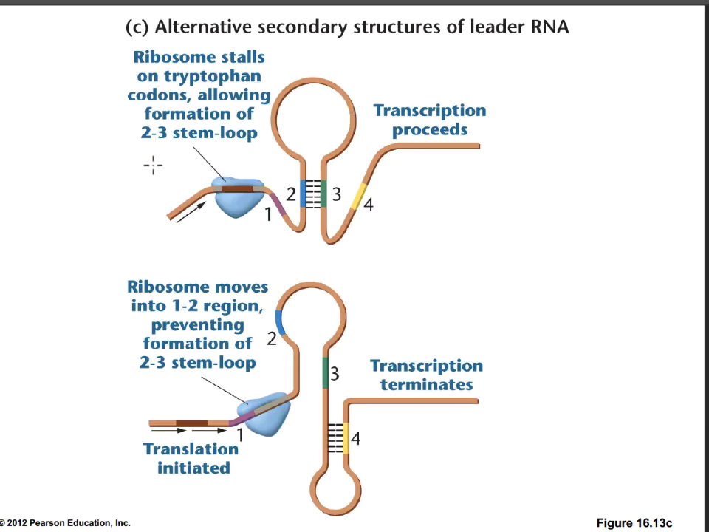Since I have these slides available, might as well look at them. The top half provides us with the outcome of the 2-3 loop too far away to affect transcription. Transcription will continue. And the reason it does that is because the ribosome will stall on the messenger RNA. In the bottom half, we have termination of transcription by a mechanical pulling effect. And that's because a 3-4 loop forms due to the fact that the ribosome has covered up the region of 2 that would normally form with 3.